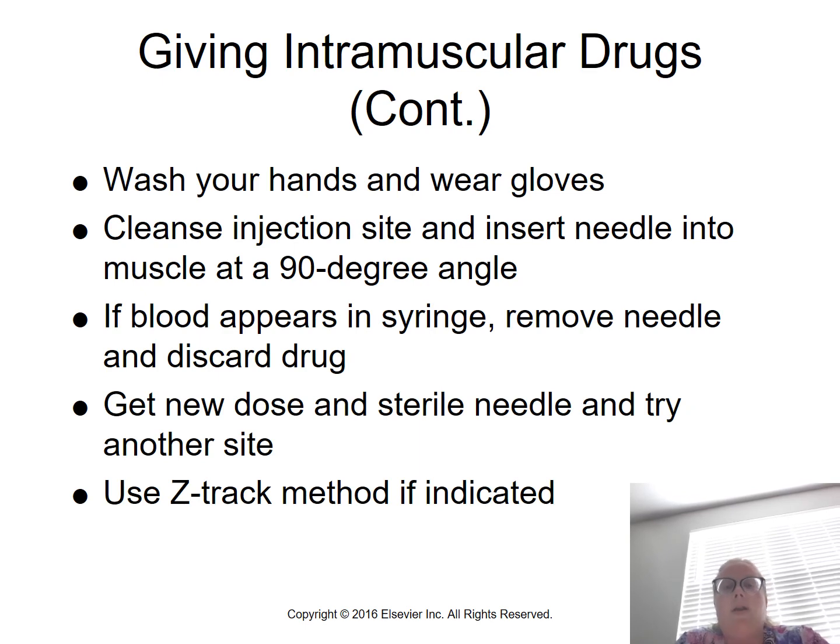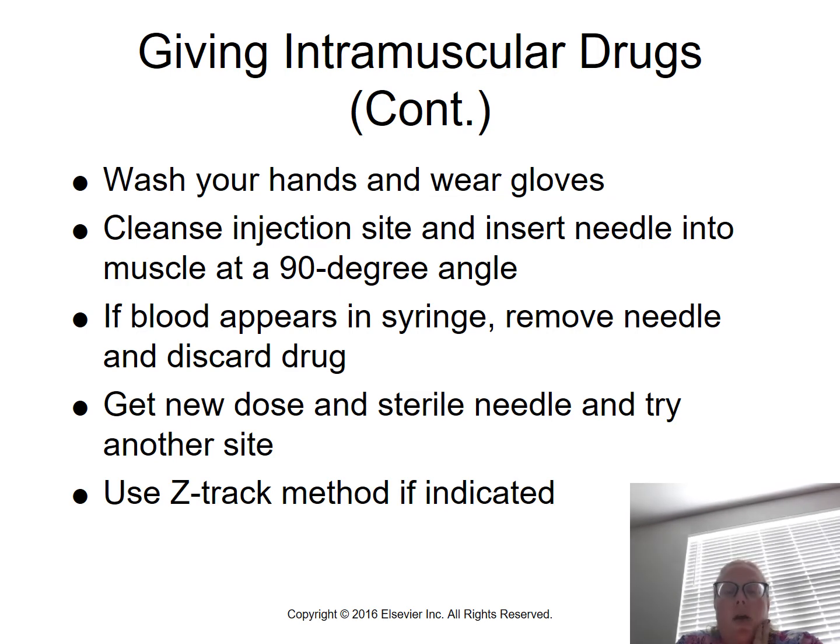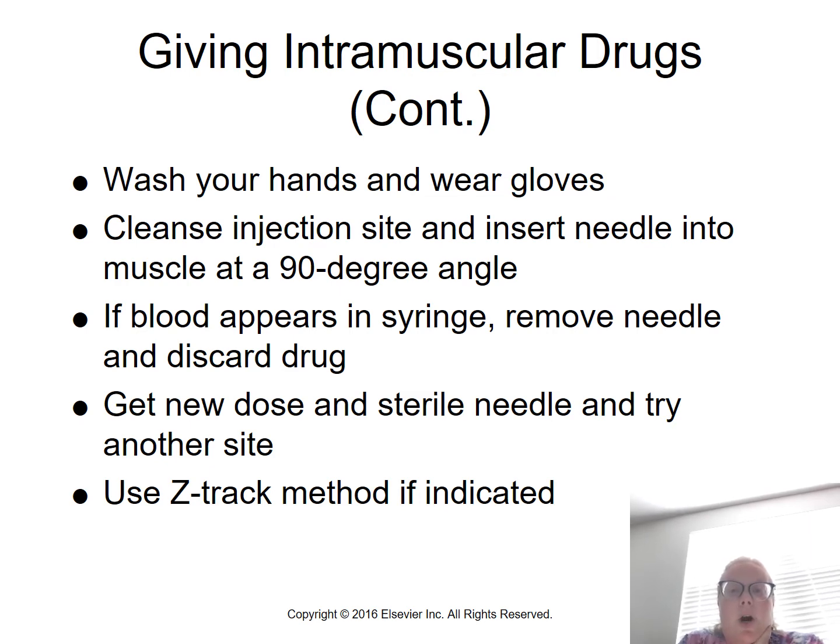Okay, so when you're giving an IM medication, you're going to wash your hands and wear gloves. You're going to cleanse the injection site and insert the needle into the muscle at a 90 degree angle. If blood appears in the syringe, immediately remove the needle and discard the drug. That means you've probably hit a blood vessel, whether it's an artery or a vein. If there's bleeding, please apply pressure to that site, but you're going to need to get a new dose and a new needle and try another site.